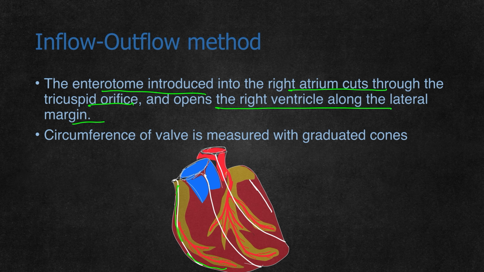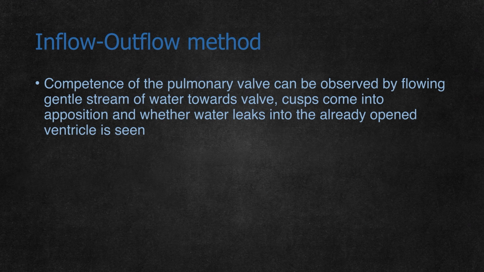Then the circumference of the valve is measured using graduated cones. So to measure the tricuspid orifice, we can use cones which have gradations, which can be inserted in the valve to measure the circumference and to look for the patency of the valves. So that is the incision from the right atrium to the right ventricle.